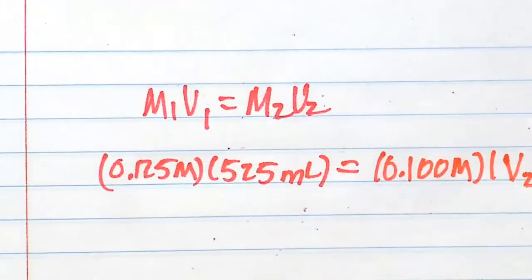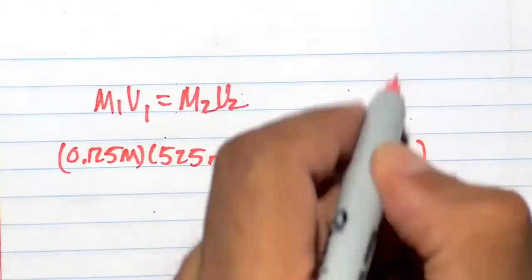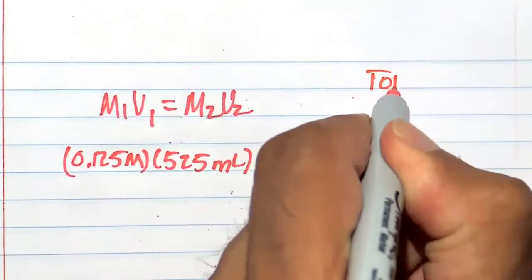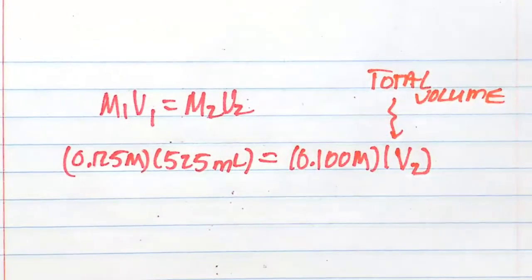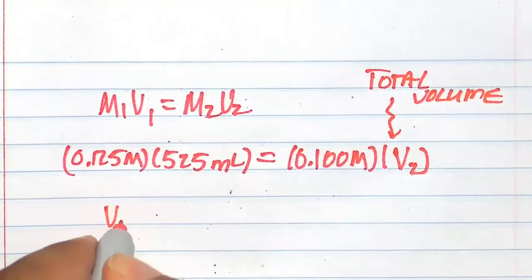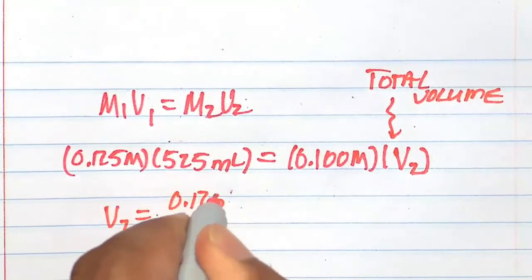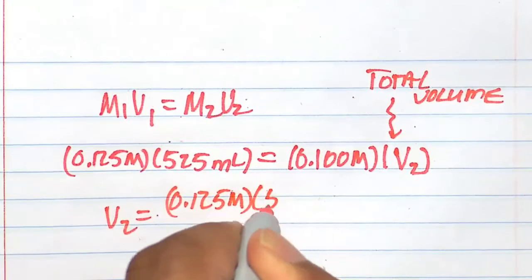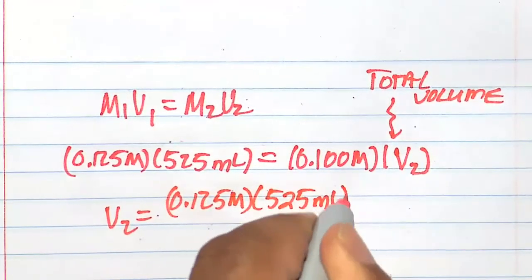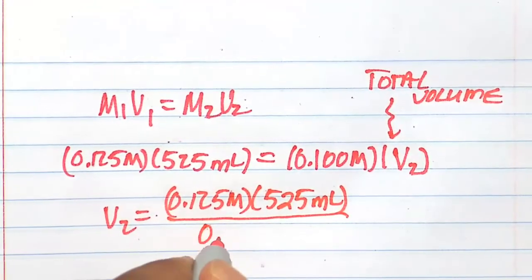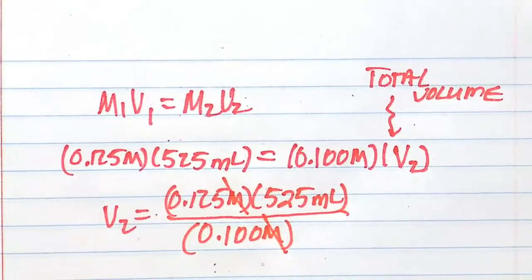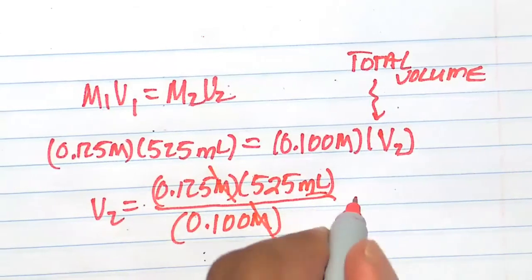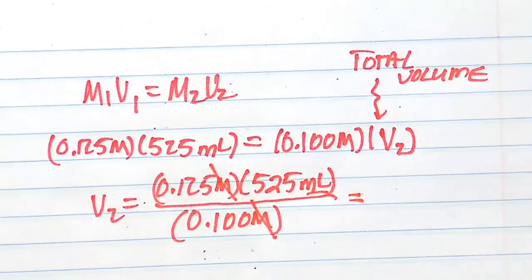So what should be our total volume? Total volume of our solution. And the total volume is the key to solving this problem. So let's go ahead and solve for V2 here. So I have 0.125 big M, which is moles per liter, times 525 ml. We're going to divide this by 0.100 M. Be keen that the big M, moles per liter, cancels out with the big M, moles per liter, leaving us with ml. So 0.125 times 525.